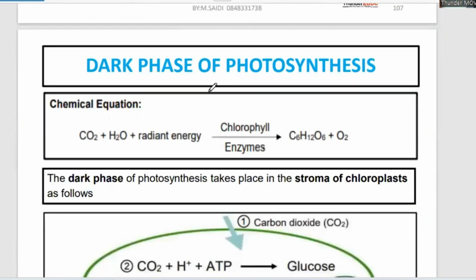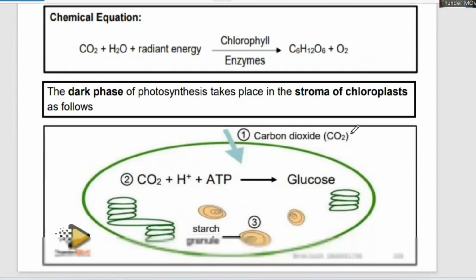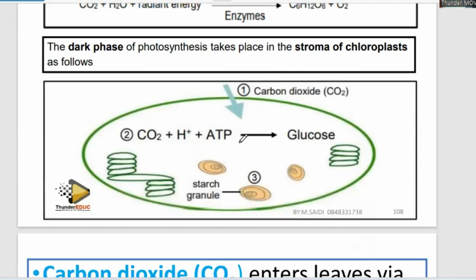Then the last phase is what you call the dark phase. So that was the light phase. What we have seen is that the inorganic phosphate combined with ADP to form ATP, and ATP will enter the dark phase. And then also the energized hydrogen will combine with NADP to form NADPH, and then they also enter the dark phase. So this is what is happening.